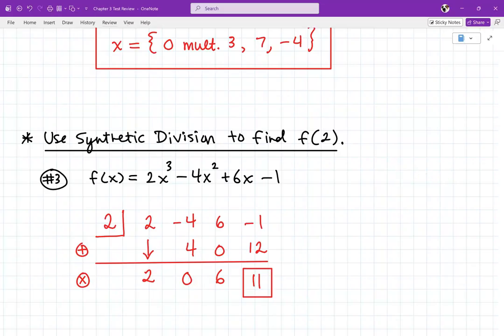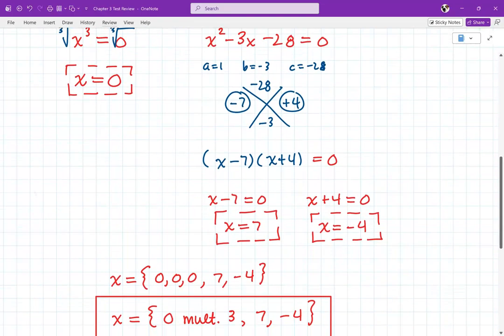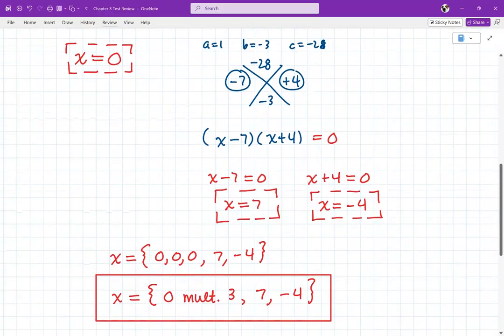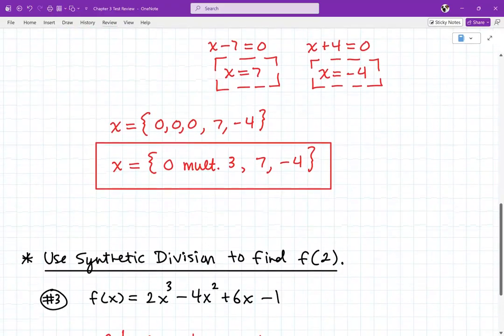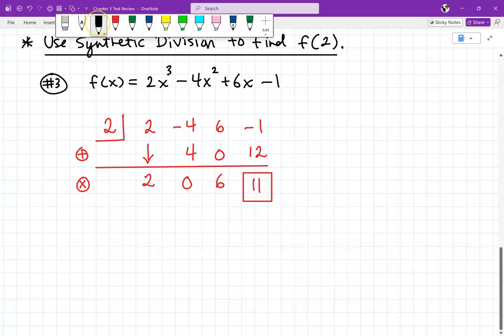So are we okay so far? I think so far the hardest one has definitely been this one with the multiplicity. Look at your homework and look at the notes, the videos, kind of review it. All right. Question number 4. We only have 2 more, 4 and 5.